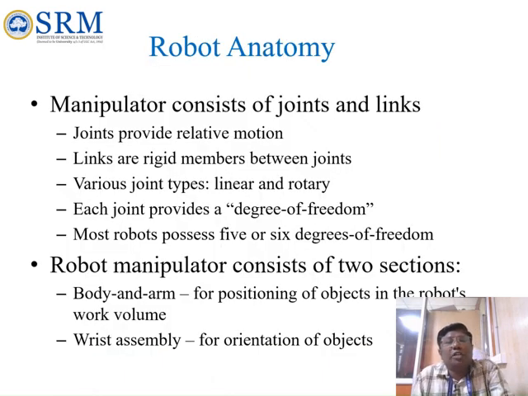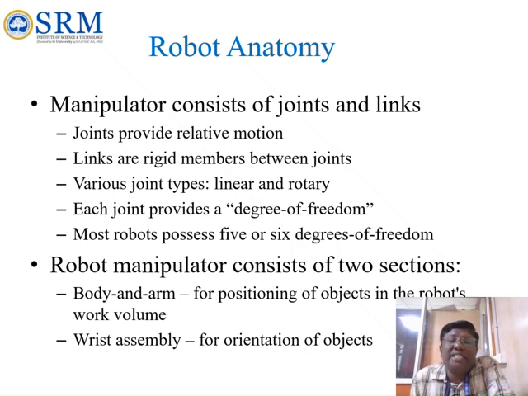And if you look at the robot anatomy, the manipulator consists of joints and links, and joints provide the relative motion. So each joint provides the relative motion one to another one. So it can be a turning pair, or it can be a screw pair, or it can be a spherical pair. So it will convert the relative motion. Links are rigid members between the joints. So links usually will not have a movement. A few flexible links are available that can change the shape. Otherwise links will be rigid members, and the motion can be linear or rotary. So links can give linear movement, or rotation movement also it can give.